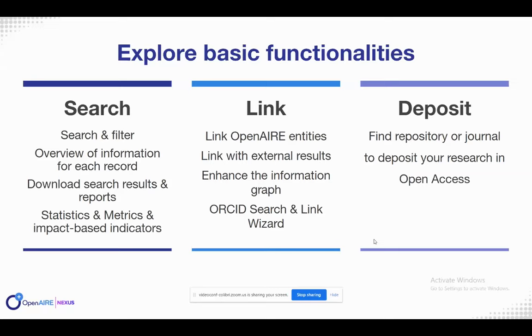The link functionality is the way to enrich the graph by linking OpenAIRE entities with other OpenAIRE entities or OpenAIRE entities with external results. We have also a useful integration with ORCID, which is supported by the ORCID Search and Link Wizard. The deposit is a way to find a repository or journal where you can deposit your research.